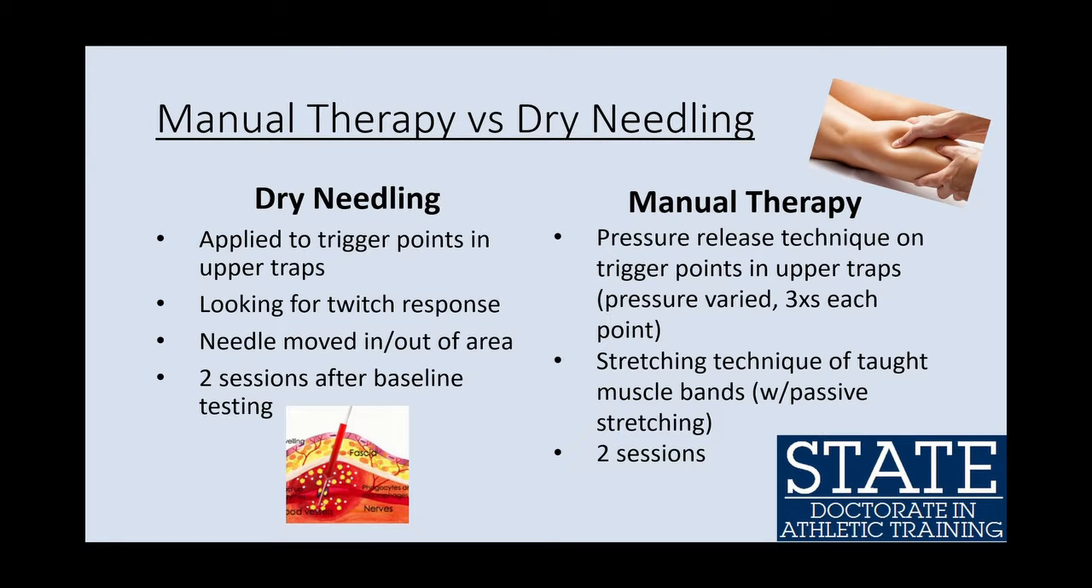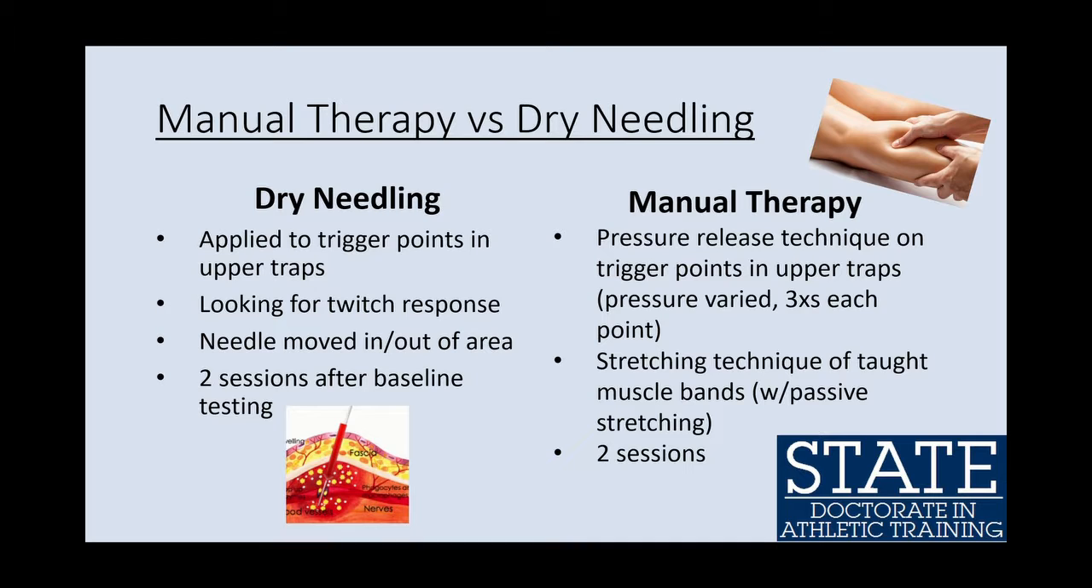So the actual treatments, it was kind of a randomized control. So these participants, the group was split in half, and one half got dry needling and the other half got manual therapy. So the ones that got dry needling, the dry needling was applied to trigger points in the upper traps. So when the needle was inserted, it was looking for a twitch response from that point.